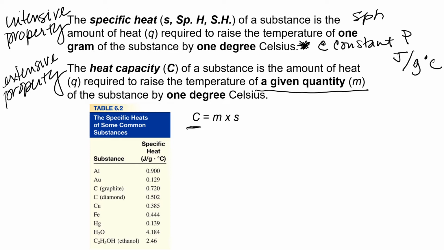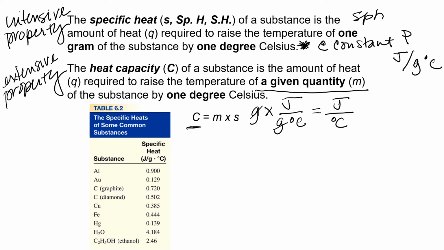I want to make sure I don't write over something that I'm going to pull up later. Mass, and I'm just using the units here, times specific heat. Grams would cancel, so your heat capacity will be in joules per degrees Celsius.